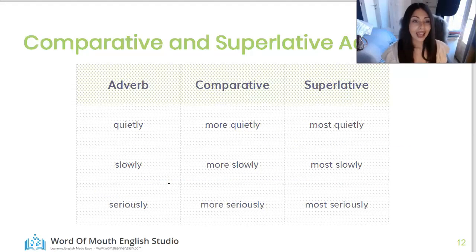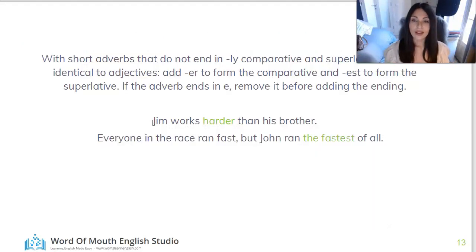Let's have a look at a table now with lots of adverbs, comparative and superlative adverbs here. Quietly becomes more quietly, which becomes most quietly. Slowly becomes more slowly, which becomes most slowly. Seriously becomes more seriously, which becomes most seriously. Okay, so that's how we can form the expressions we were talking about.